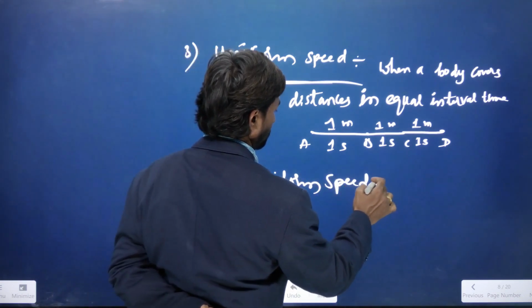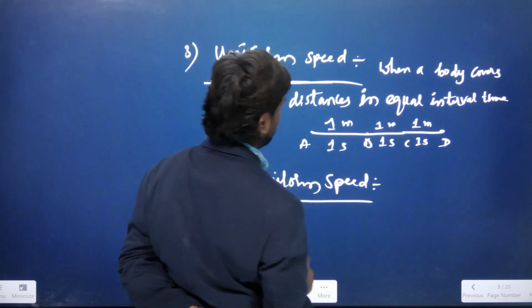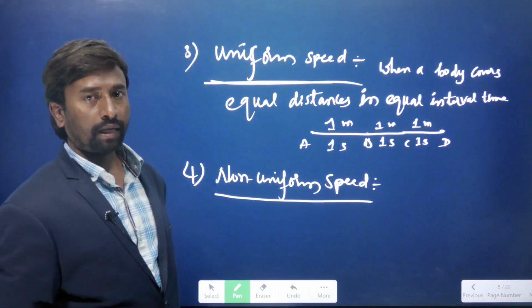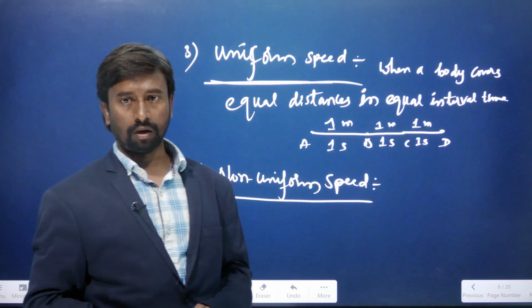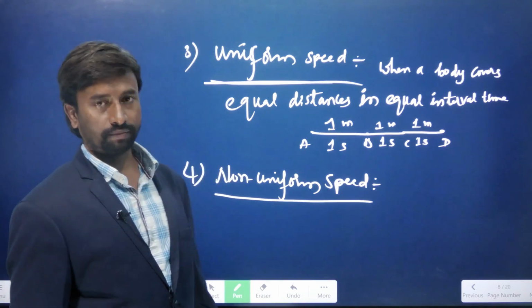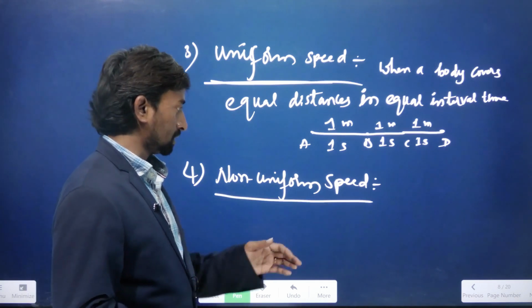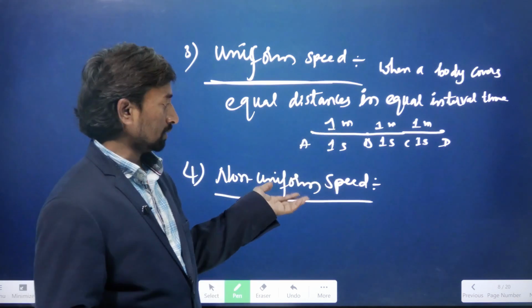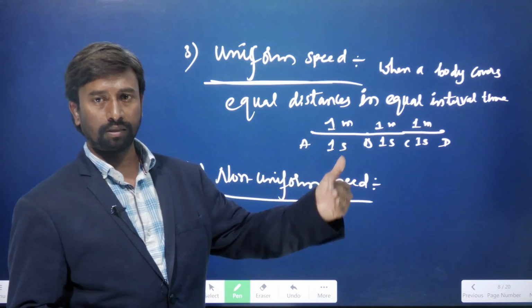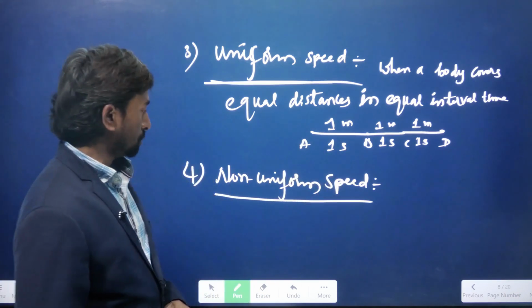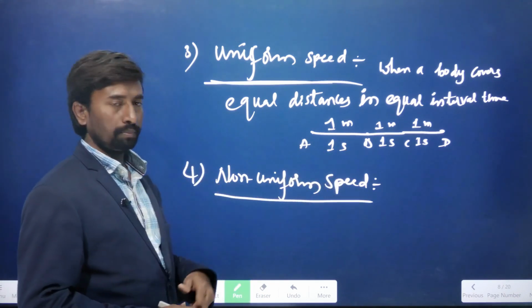Non-uniform speed is the reverse of this. Whenever a body travels unequal distances in equal intervals of time, or equal distances in unequal intervals of time, that motion is said to be non-uniform speed. We can say variable speed. The speed of the body sometimes increases and sometimes decreases. That type of motion is called non-uniform speed.